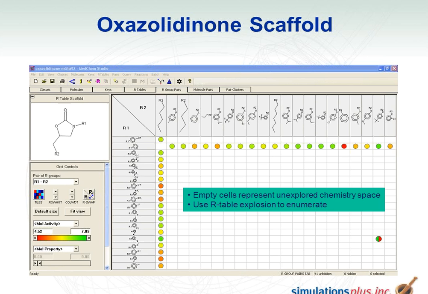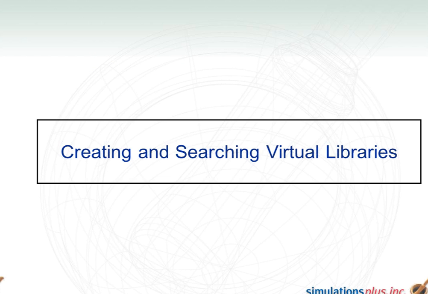Now in this last section, I'll discuss creating and searching virtual libraries. This is an outline of the overall procedure. The first thing is to identify sources to add to the database.